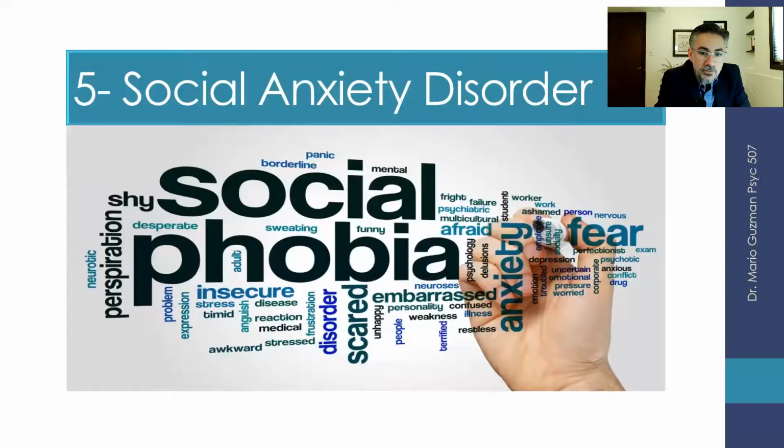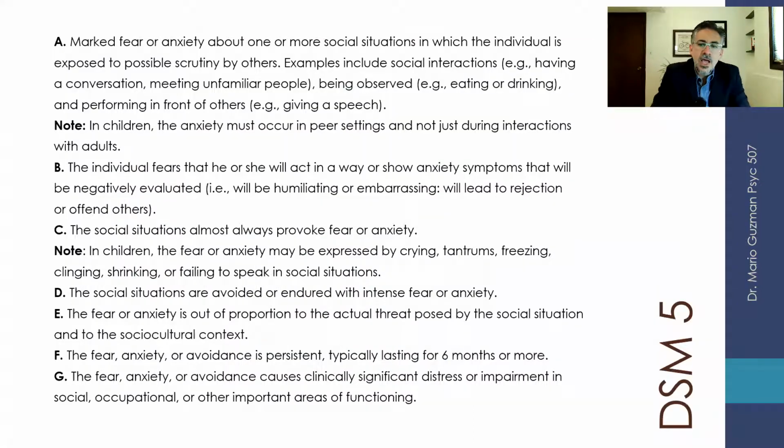All right, so let's move to social anxiety disorder, also known as social phobia, but the name in the DSM-5 is social anxiety disorder, okay? And this is what the DSM-5 is telling us. Marked fear or anxiety about one or more social situations in which the individual is exposed to possible scrutiny by others. Examples include social interactions, for example, having a conversation, meeting unfamiliar people, being observed, for example, eating or drinking, and performing in front of others, such as giving a speech. In children, the anxiety must occur in peer settings and not just during interactions with adults.